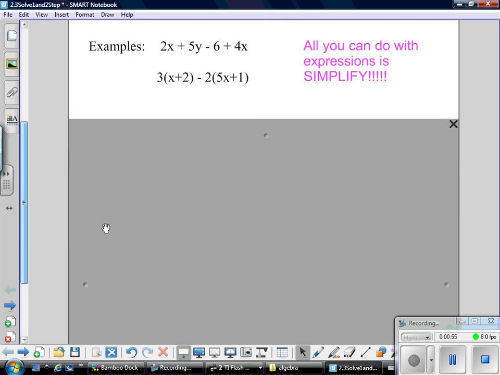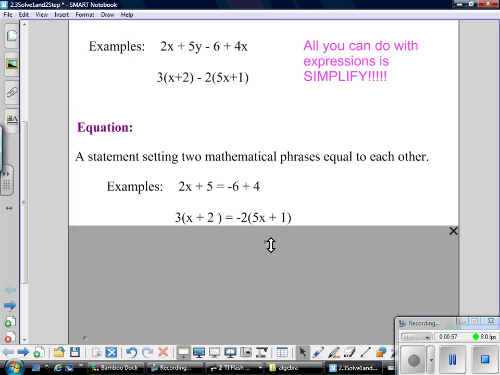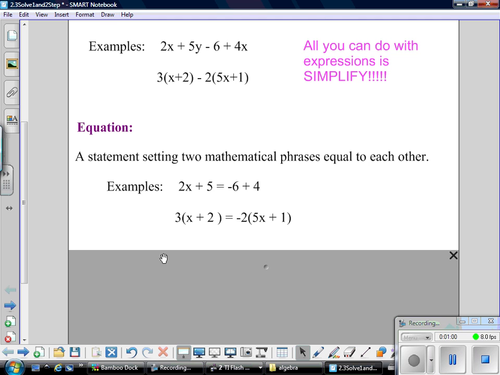Now, the difference with an equation is that it's taking two of those mathematical phrases and putting them together, telling us that they're equal. So if there's an equal sign, it's a little bit different. This is what makes it different from the ones above. With an expression, all I can do is simplify. An equation has an equal sign, which means I cannot do a lot more to it.